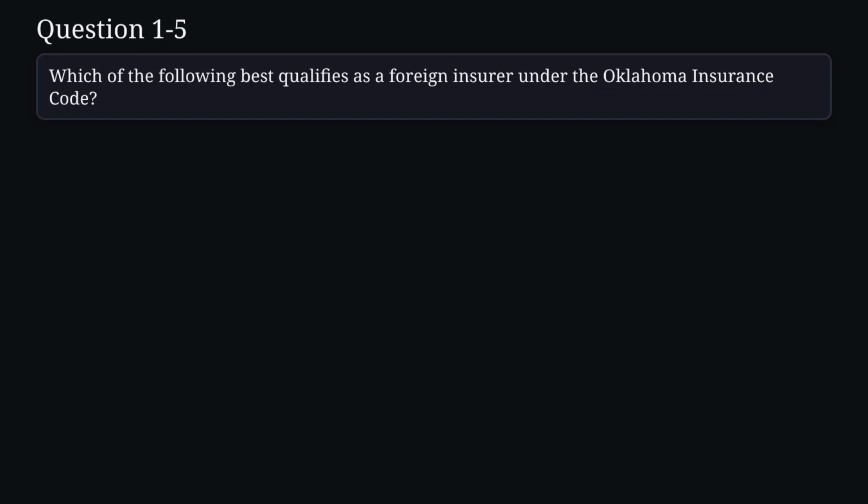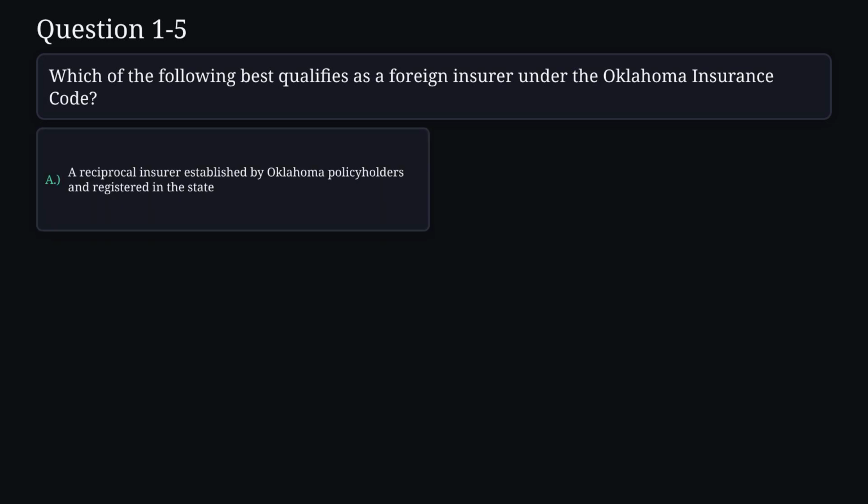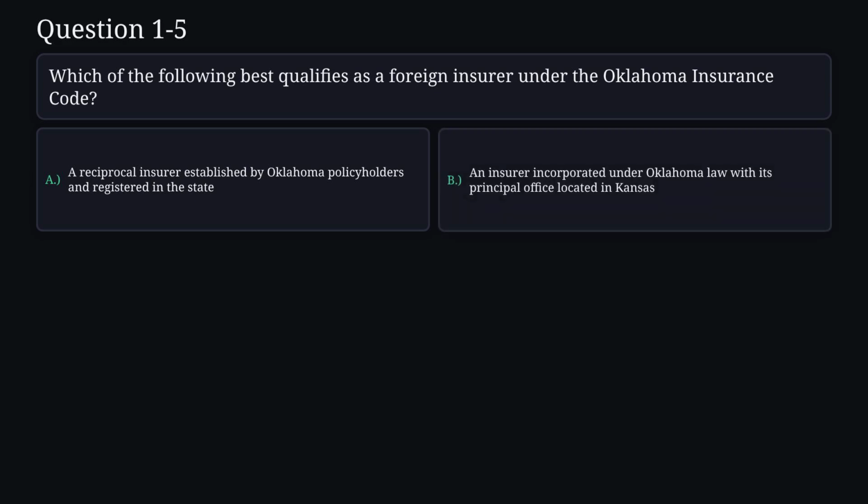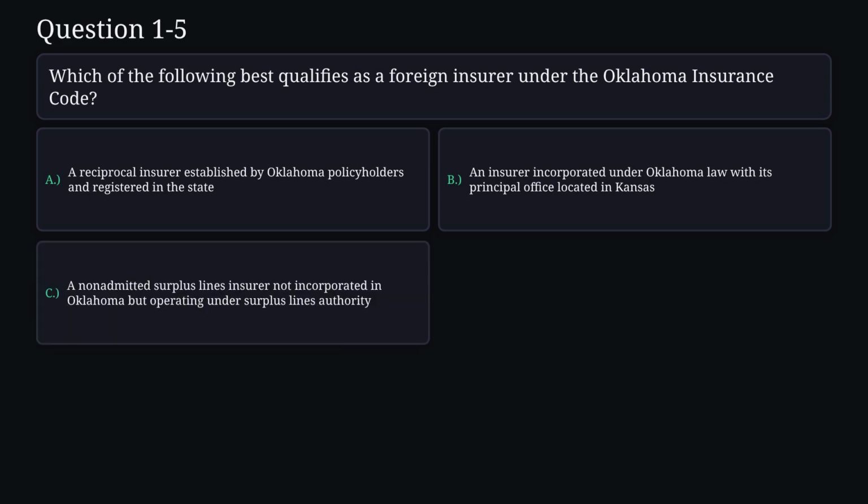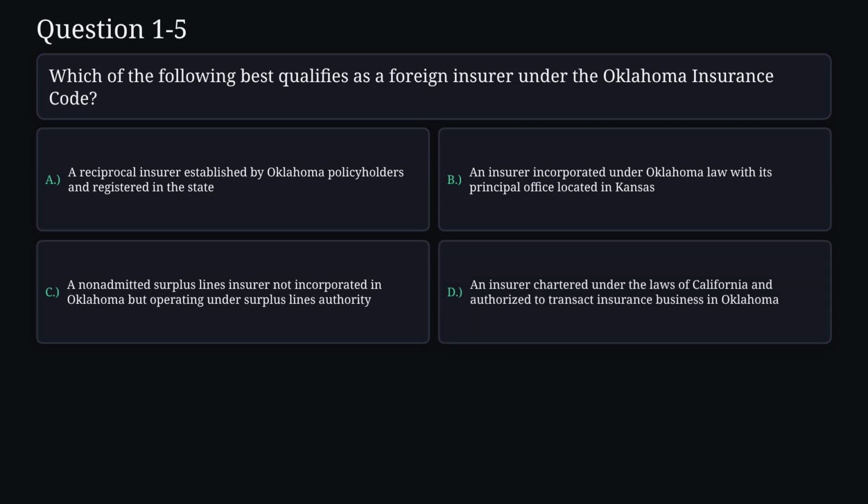Question 5. Which of the following best qualifies as a foreign insurer under the Oklahoma Insurance Code? A. A reciprocal insurer established by Oklahoma policyholders and registered in the state. B. An insurer incorporated under Oklahoma law with its principal office located in Kansas. C. A non-admitted surplus lines insurer not incorporated in Oklahoma, but operating under surplus lines authority. D. An insurer chartered under the laws of California and authorized to transact insurance business in Oklahoma.